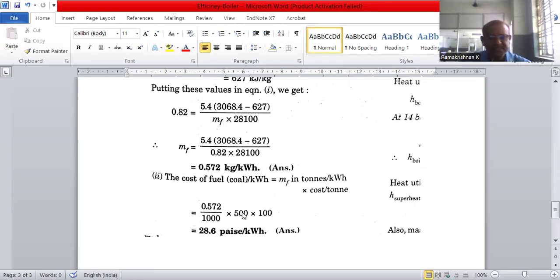We get the value in rupees. Again, we multiply by 100 to express it in terms of paise. So it is 28.6 paise per kilowatt hour. For 1 unit of power to be generated, the fuel costs 28.6 paise. It is derived from the data given, that is, for 1 ton the fuel cost is 500, and we find the fuel cost per kilowatt hour of power generated. This is about the problem using the boiler efficiency.